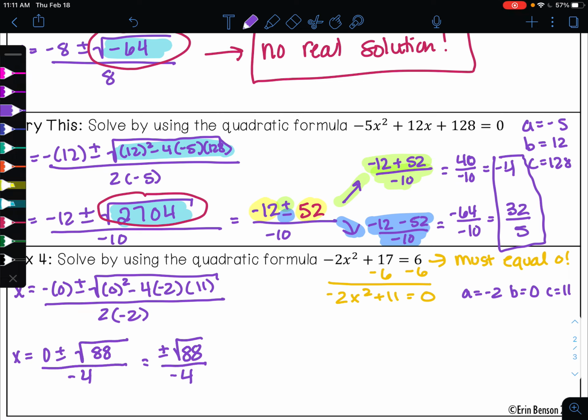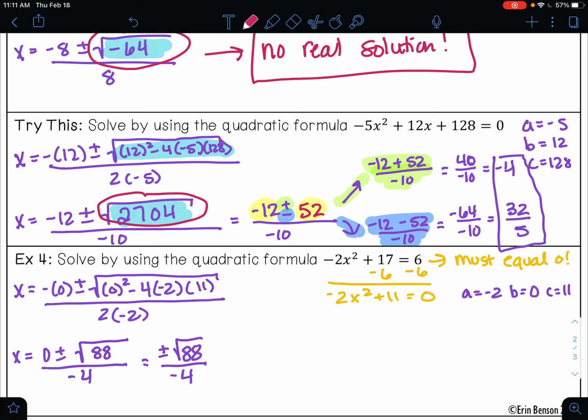My next step is to simplify the square root of 88. And to do that, I'm going to use the birthday cake method. The smallest prime number that goes into 88 is 2. It goes in 44 times. The smallest prime number that goes into 44 is 2. It goes in 22 times. The smallest prime number that goes into 22 is 2. It goes in 11 times. The smallest prime number that goes into 11 is 11. 11 goes into itself 1 time. When you get to 1, you're done. That's the candle to your cake.